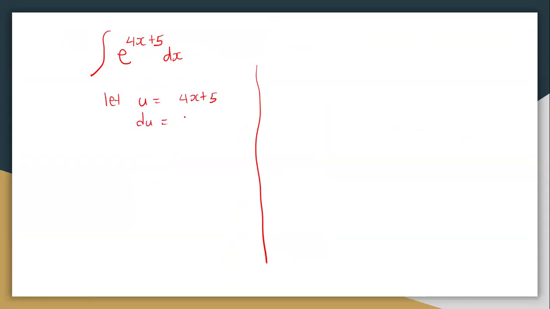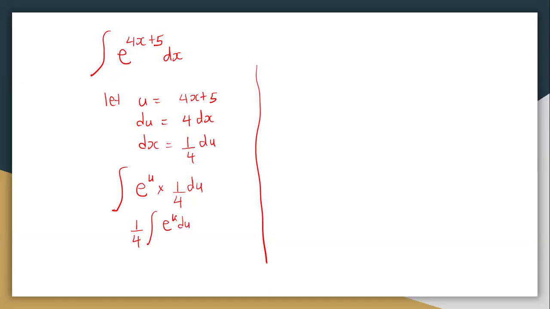It means that my du is equal to 4dx, since when I differentiate 5, I'll get a 0. So I'll have 4dx. So what will I have? My dx is the same as 1 out of 4 du. So I substitute back, I'll say e, whereby 4x plus 5 is u, then times the dx, which is 1 out of 4 du. So this will give me 1 out of 4 integral of e^u du.